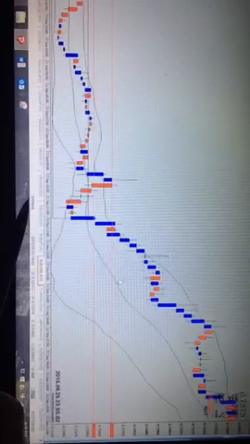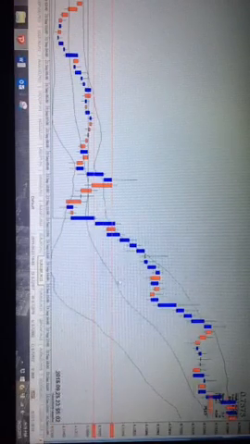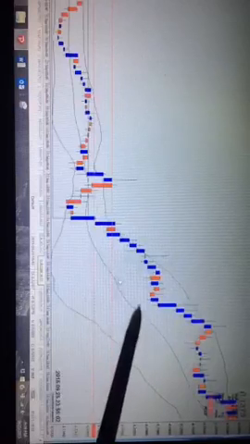Set the deviation to 2. Do not use a deviation of 1. That's bad, unless you have a system that works. But with this, use a deviation of 2. What time frame? 5 minutes and 15 minutes.